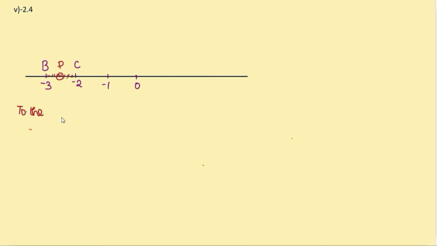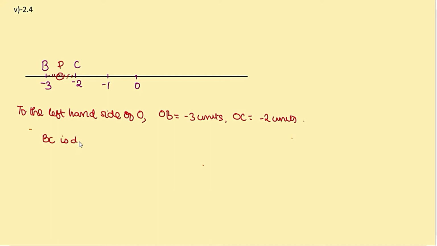To the left hand side of 0, OB equal to -3 units. Just mention this. OC equals to -2 units. BC is divided into 10 equal parts.